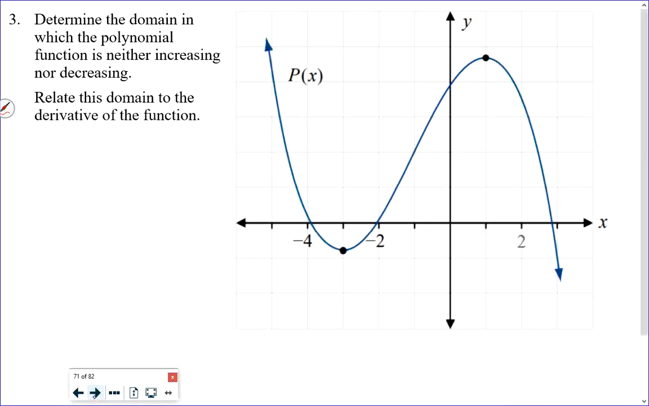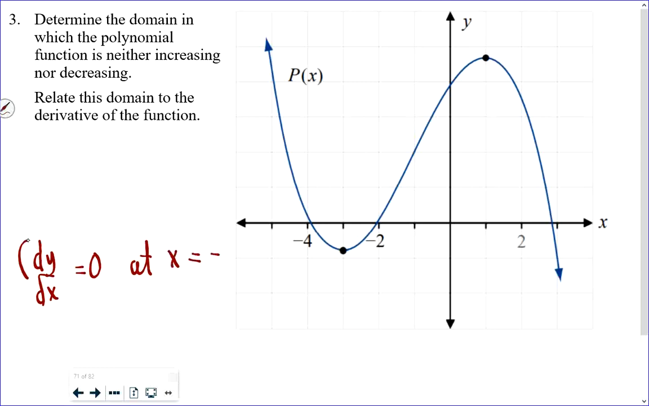The third part of the warm-up says determine the domain in which the polynomial is neither increasing nor decreasing. Well, there's only three possibilities for the value of something. It can be positive, which we talked about in warm-up part 1. It can be negative, and that's what we talked about in warm-up part 2, or it can be 0. So what we're talking about here is where the derivative equals 0.